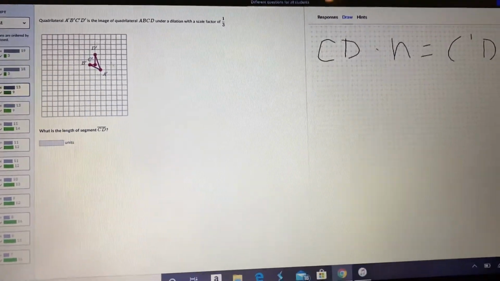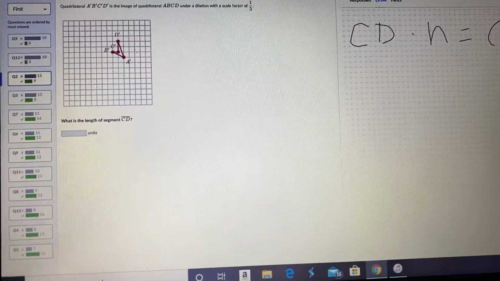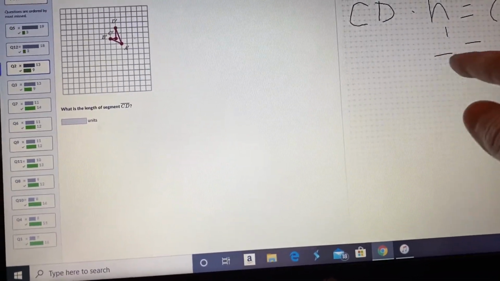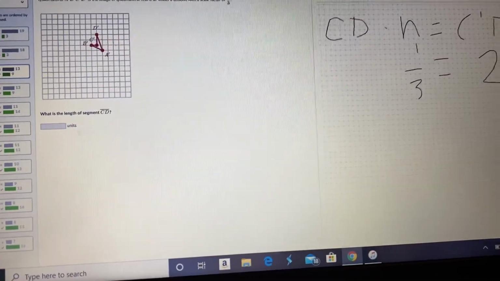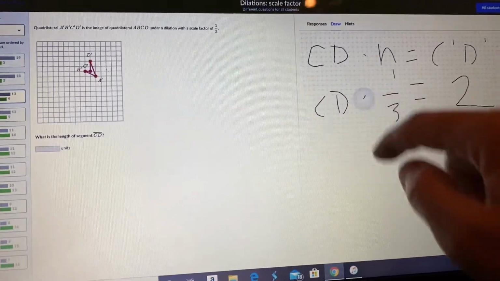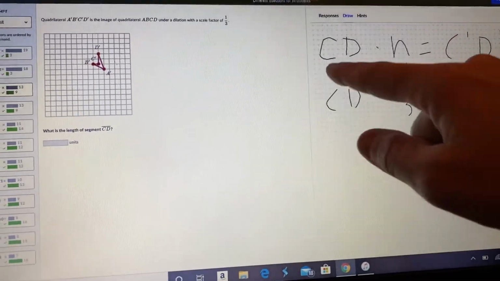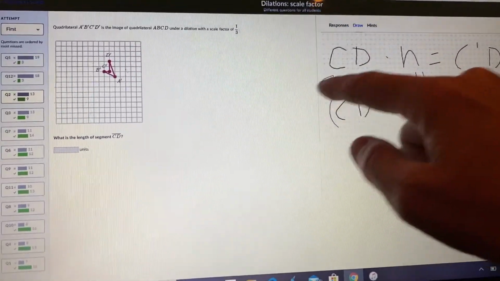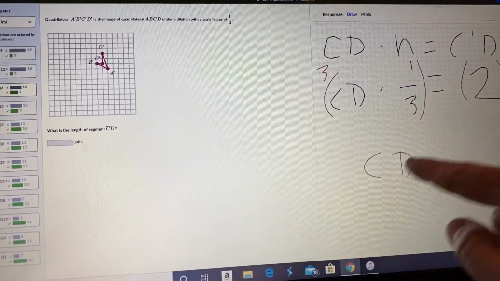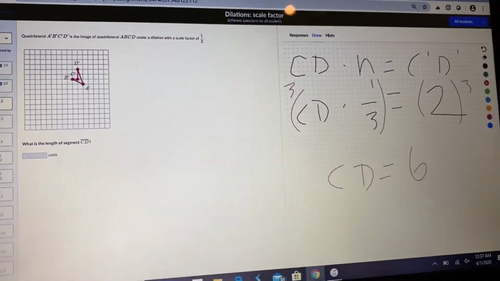Next, we have the primes. So it goes to C prime, D prime, which looks to be 2. We had a scale factor of 1/3. So knowing that my scale factor was less than 1, this thing got smaller, so CD must be larger than that. Now, how do you solve this equation? Well, I could divide by 1/3, or I can multiply both sides by 3, because 3 times 1/3 is just 1, and CD was 6. 6 times 1/3 equals 2.